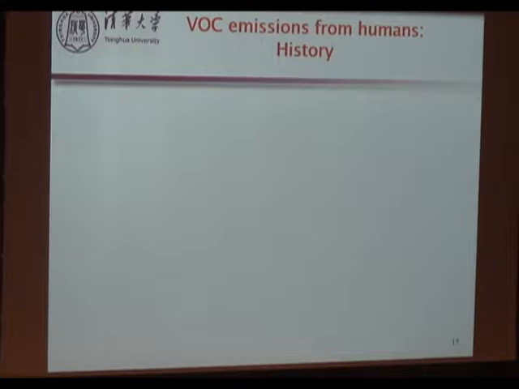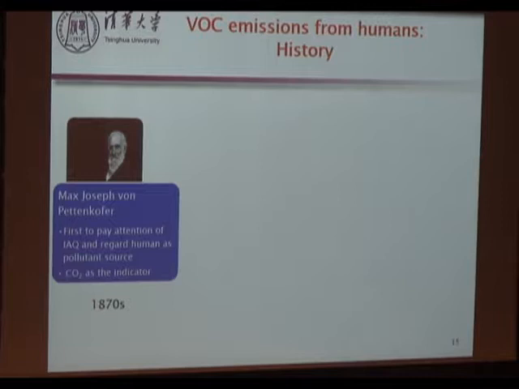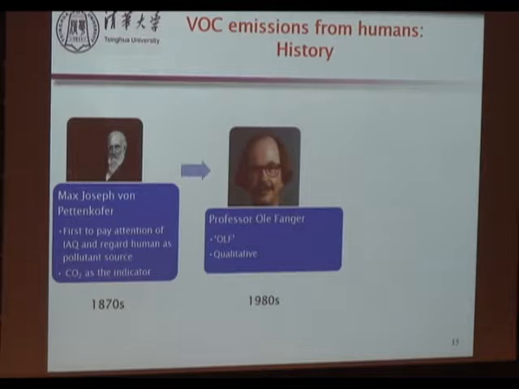We know that in the 1800s, Pettenkofer paid attention to this and mentioned that humans could be a pollution source. However, we only used CO2 as an indicator because of the limitation of measurements at that time. Then Professor Fanger proposed a concept called olf. This is a very qualitative concept. It just tells roughly that one olf means the chemical or odor emissions from one standard person. So that's his definition; it's qualitative rather than quantitative.